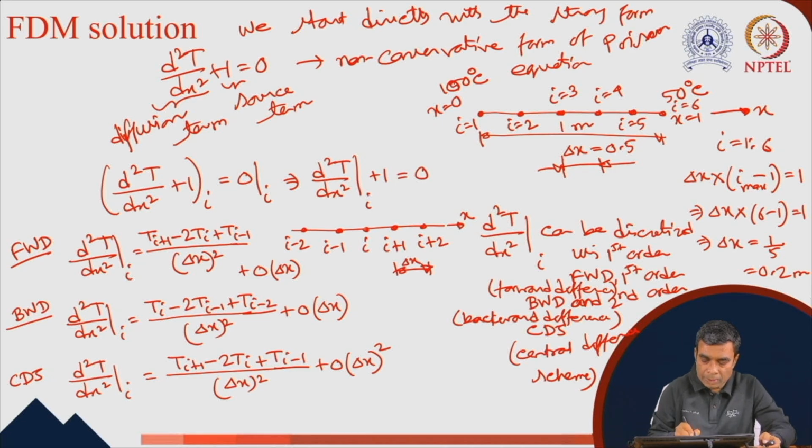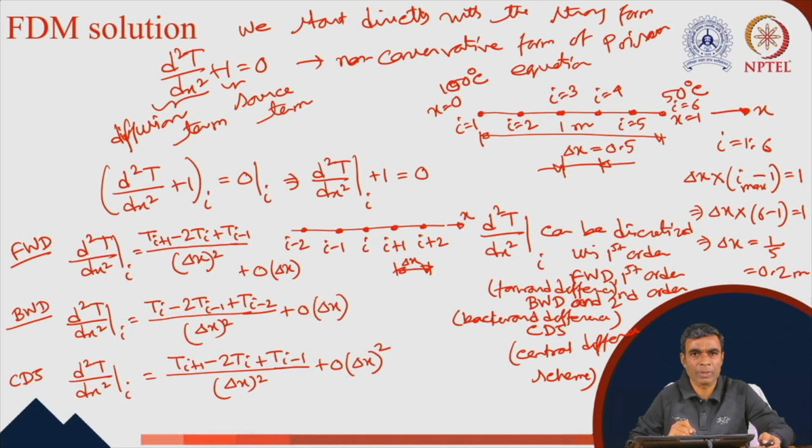Now, if we go for the central difference scheme, it contains i plus 1, i and i minus 1, where the distance between i plus 1 and i minus 1 is the same. It means that the central difference scheme accurately captures the physics of the diffusion term, so we must use the central difference scheme for diffusion dominated problems, and we should never use the forward difference scheme or the backward difference scheme for diffusion dominated problems.